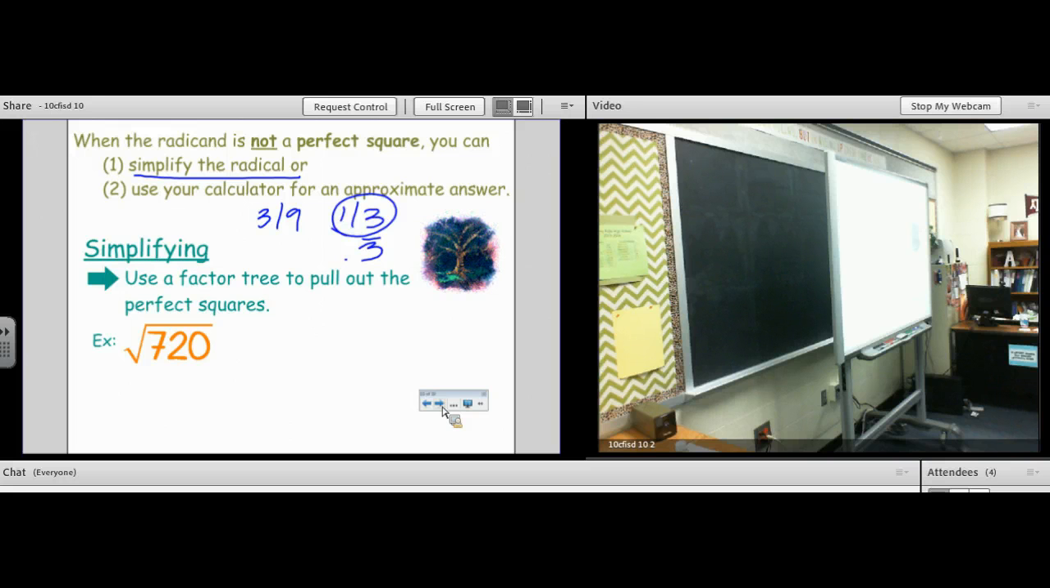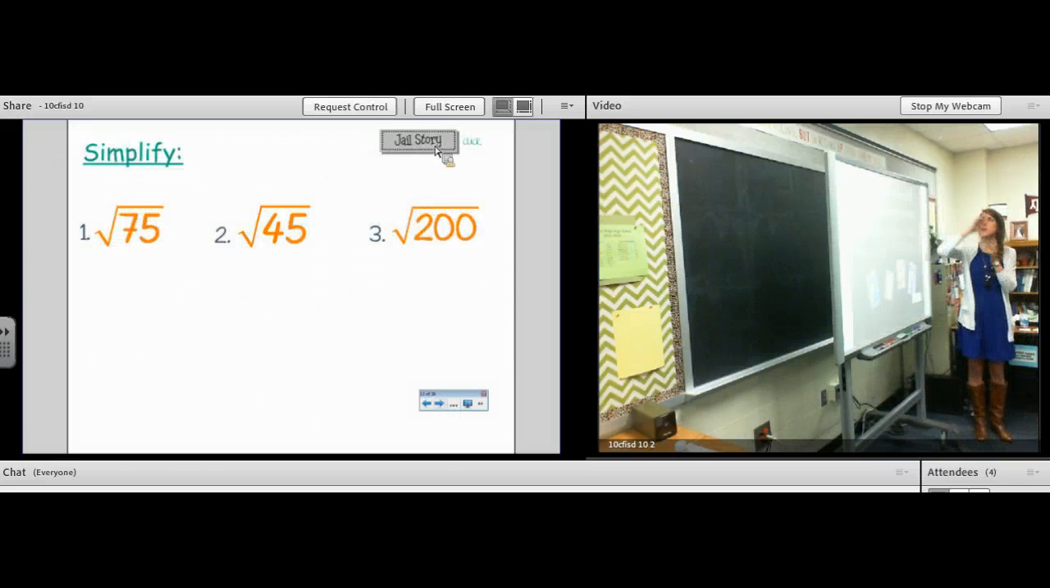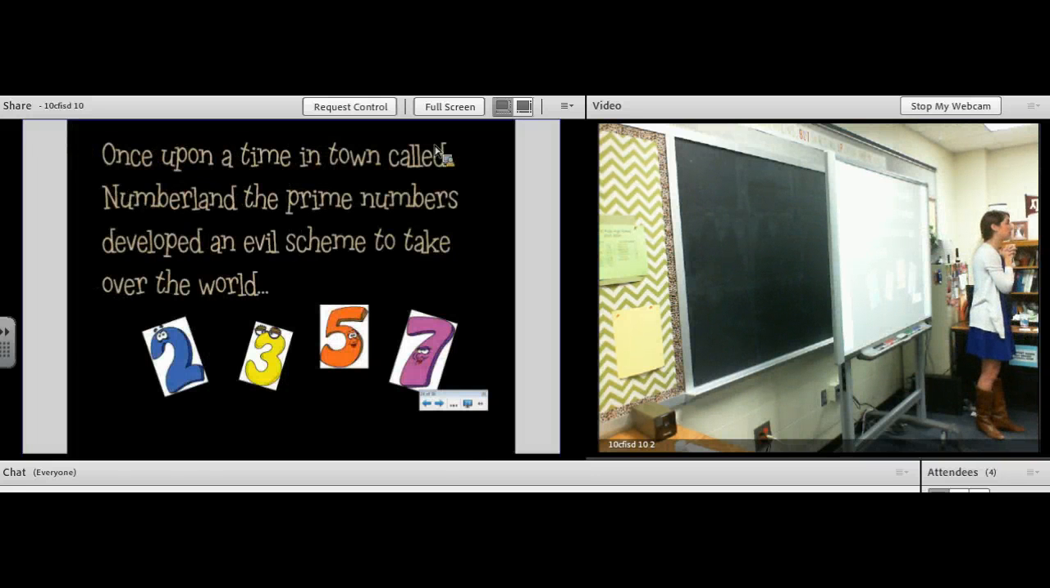So let's move on. You have seen this before, but I'm gonna tell you a story that will remind you how to simplify a radical. It's gonna be really corny. Once upon a time, in a town called Numberland, the prime numbers developed an evil scheme to take over the world.